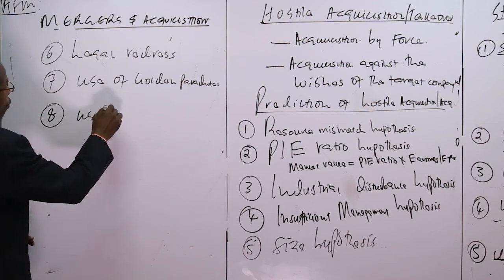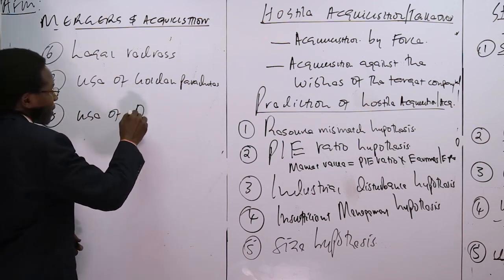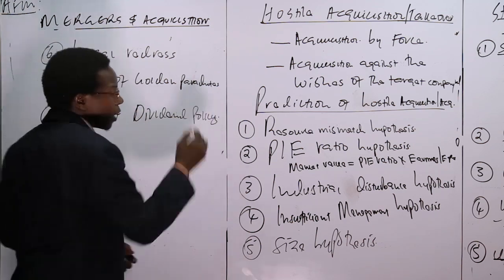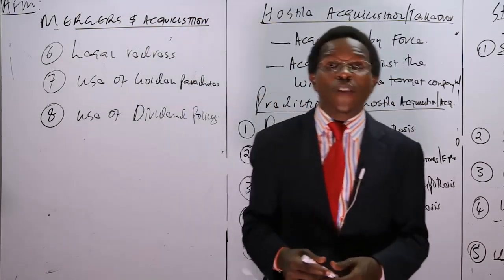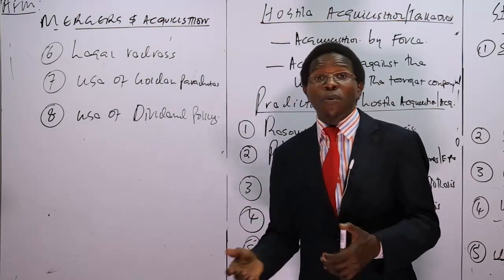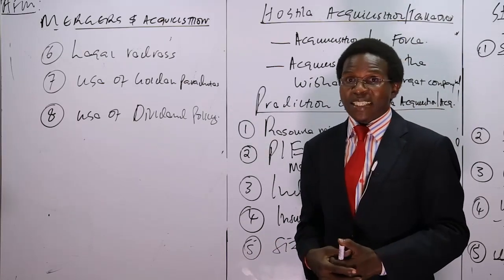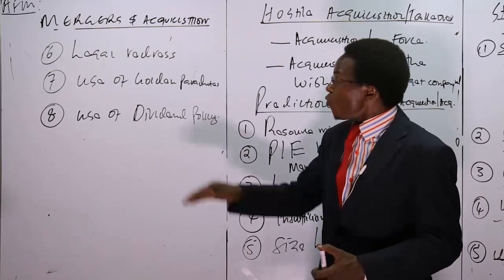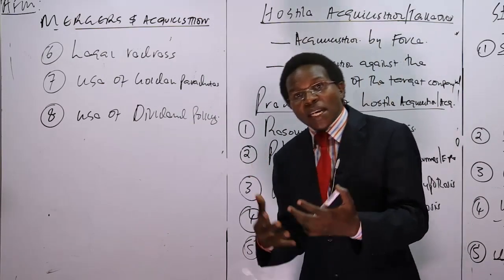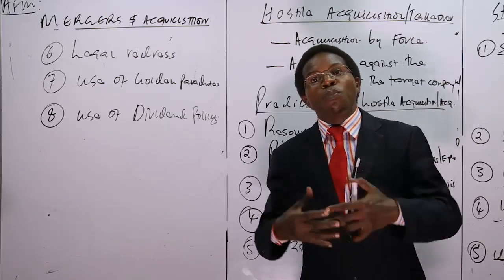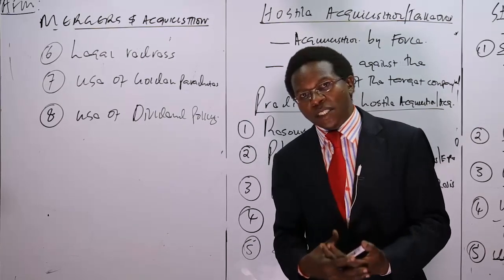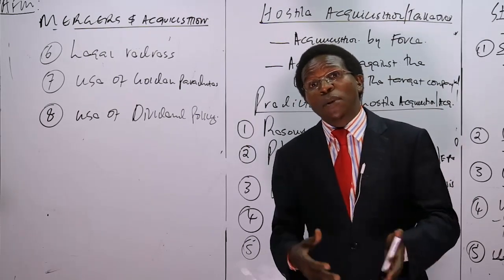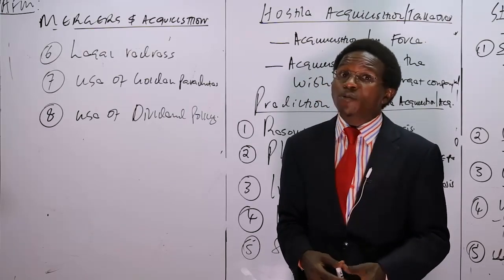Use of dividend policy. In this case, we are going to use fixed dividend. That will be very expensive. Maybe we say fixed plus bonus dividends that should be given to the shareholders of the target company. If we design a dividend policy such that it will appear to be very expensive once the company is taken over, it will be expensive to the predator.